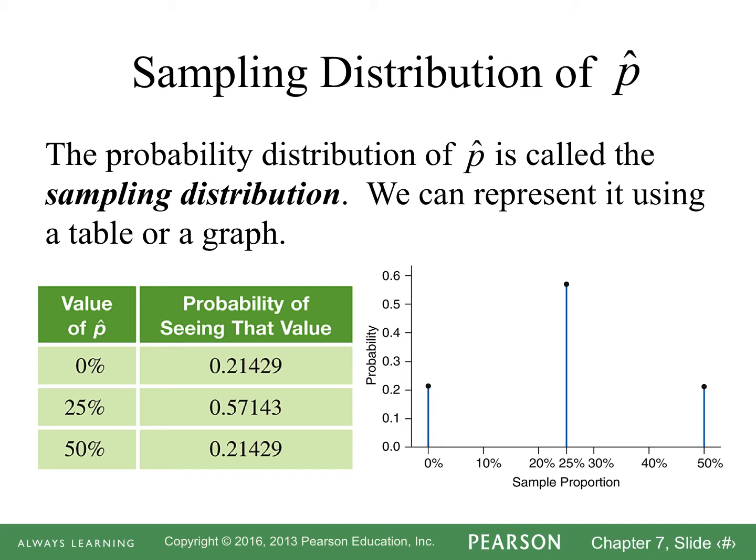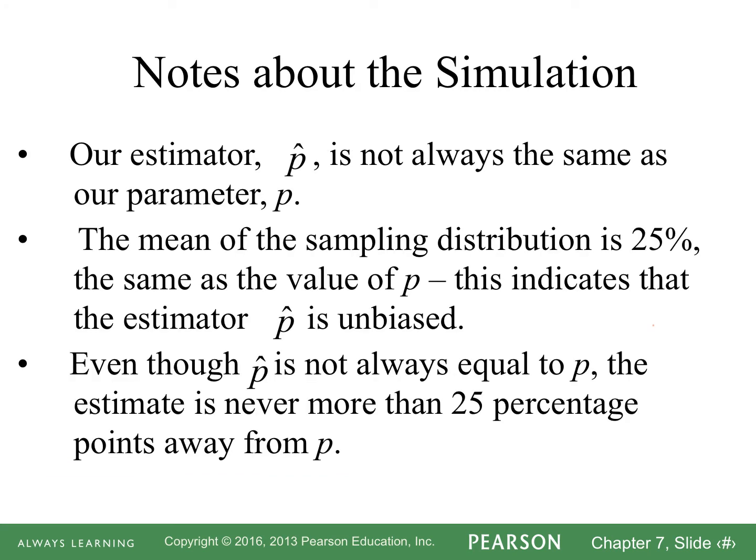On the left, you just see the table with the probabilities, and on the right, this is how a graph of that sample proportion would look. Okay, so here are some notes about the simulation. Our estimator, p hat, is not always going to stay the same, right? But our parameter p will, because that comes from the population.